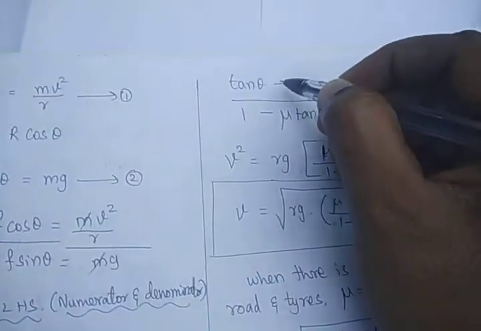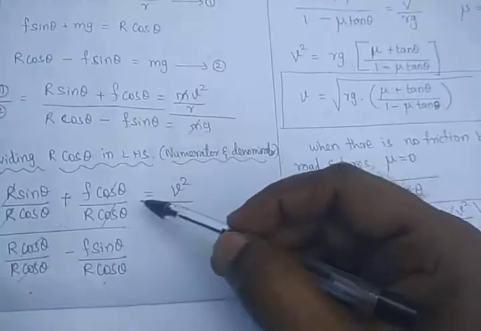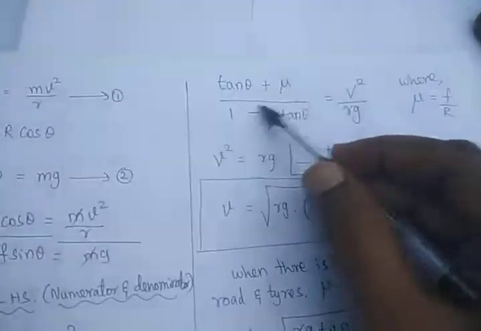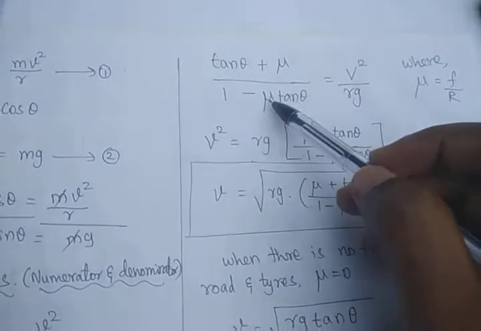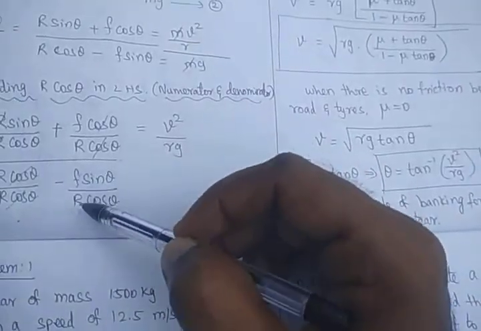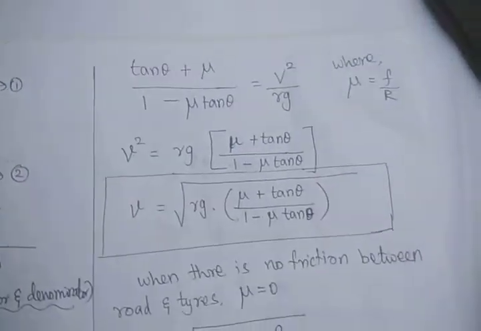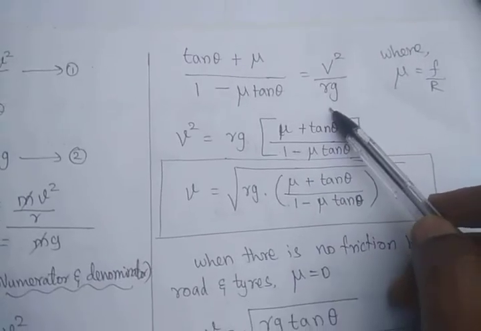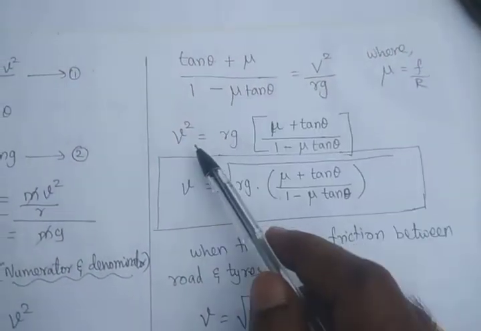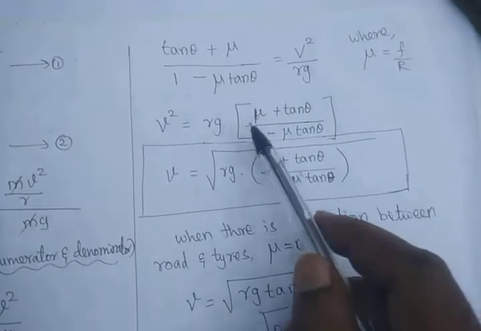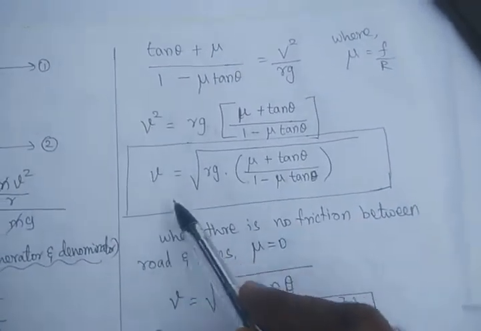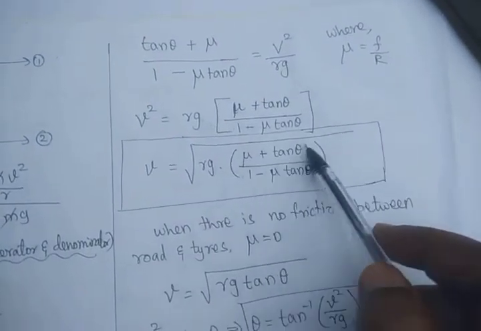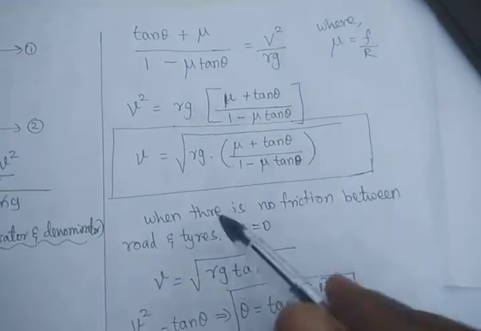So we get tan theta plus mu, where F by R is mu, divided by 1 minus mu tan theta. Here F by R is equal to mu, and sin theta by cos theta is tan theta. That is equal to v squared by rg, where mu is equal to F by R. Then v squared is equal to, you bring this rg here, rg times mu plus tan theta by 1 minus mu tan theta. So v is equal to root of rg, mu plus tan theta by 1 minus mu tan theta.